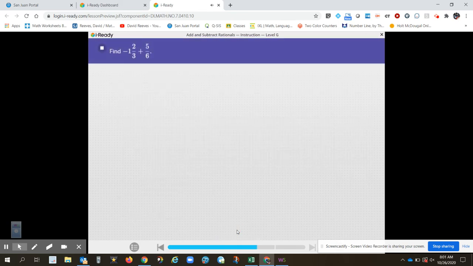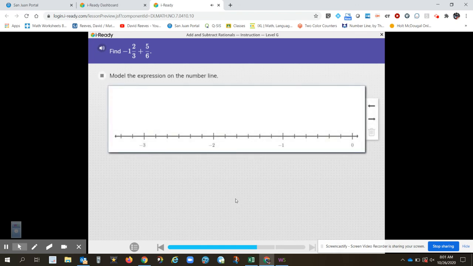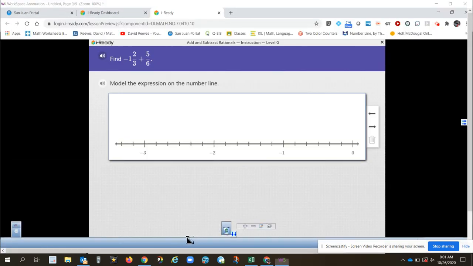All right, negative 1 and 2/3 plus 5/6. Now, if you take a look at the number line, what do we have here? Between negative 1 and negative 2, we have 1, 2, 3, 4, 5, 6. So these are sixths, right? But if instead of counting every line we went every other line, from here to here, do you see they are thirds? 1/3, 2/3, 3/3, right there.